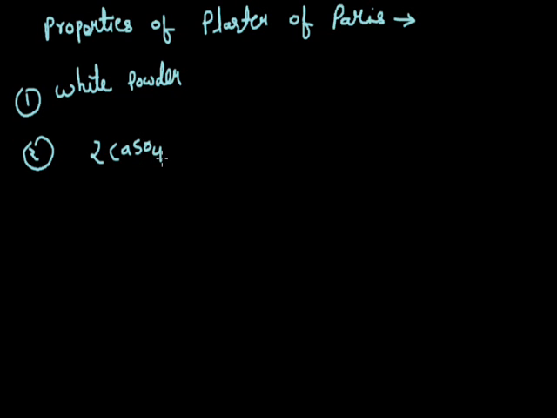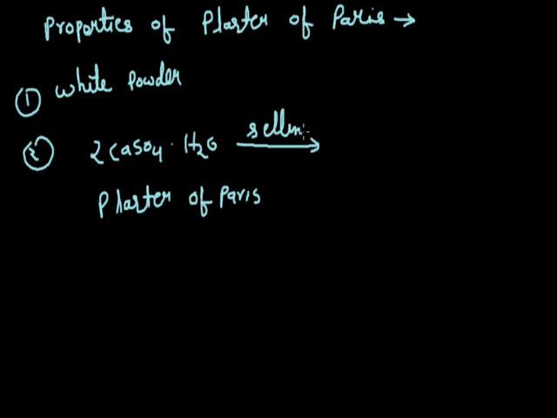2CaSO4·H2O, that is plaster of Paris, undergoes setting in the first step and gives an orthorhombic form, that is CaSO4·2H2O. It is the first step of setting.